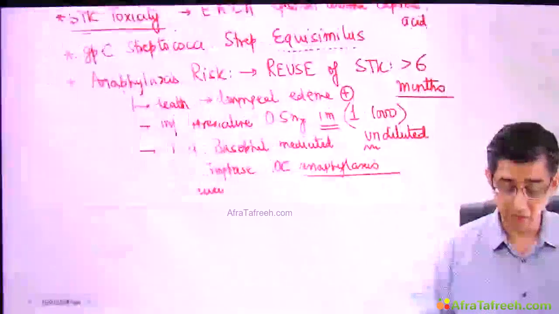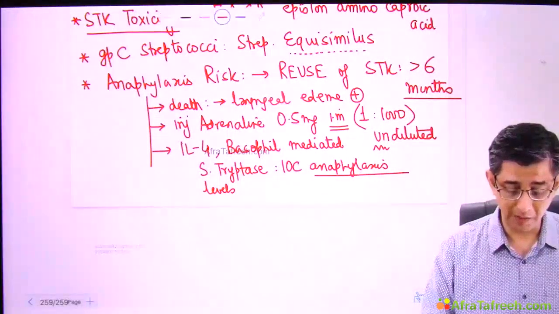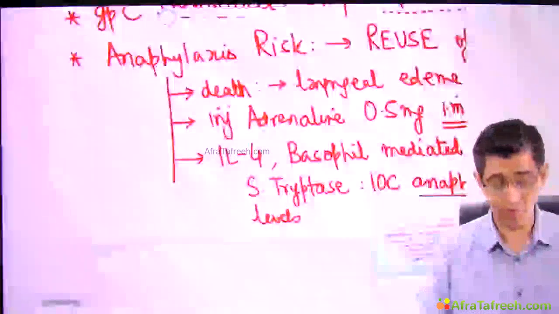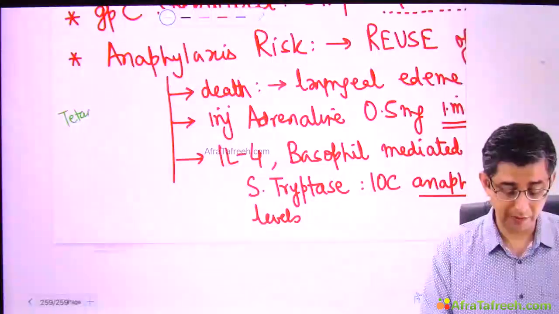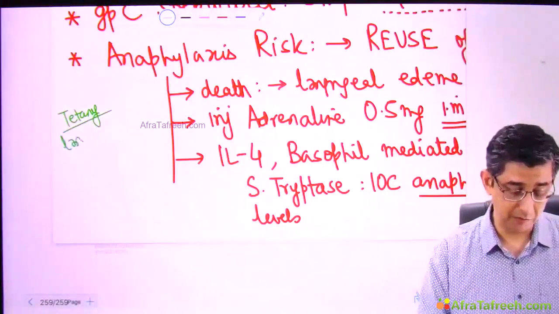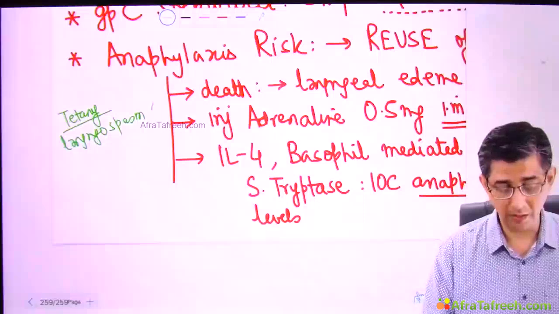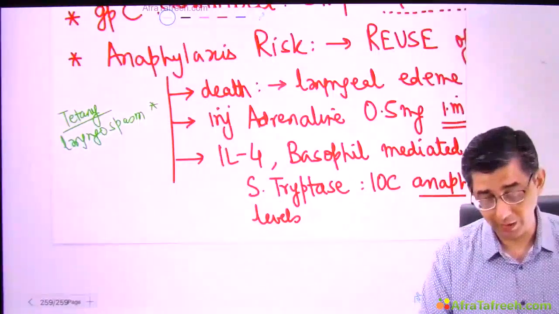And please do not answer laryngospasm. When it comes to laryngospasm, the condition or MCQ where you will answer laryngospasm as a cause of death is tetany. I've described this in the endocrinology segment as well. If the serum calcium of a person is less than 7 mg%, then tetany tends to occur, and this can kill a person due to laryngospasm.